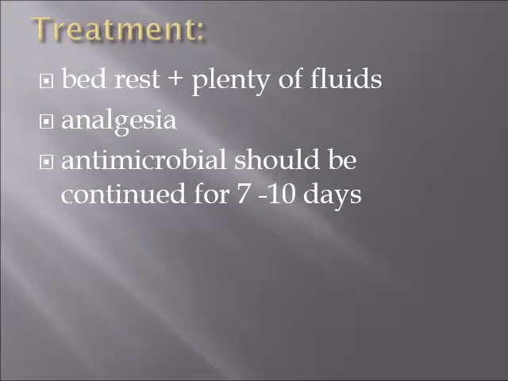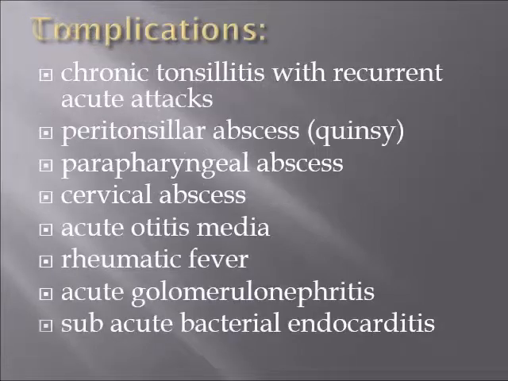Treatment starts with bed rest, plenty of fluids, analgesics, and antimicrobial treatment that should be continued for 7 to 10 days. And here we recommend antimicrobial treatment that covers the most common causative organism, the beta hemolytic streptococci. Complications may be chronic tonsillitis in case of recurrent acute attacks or improper treatment, or if there is persistence of the causes. It might develop into peritonsillar abscess or quinsy, parapharyngeal abscess, cervical abscess, acute otitis media, rheumatic fever, acute glomerulonephritis, and subacute bacterial endocarditis.